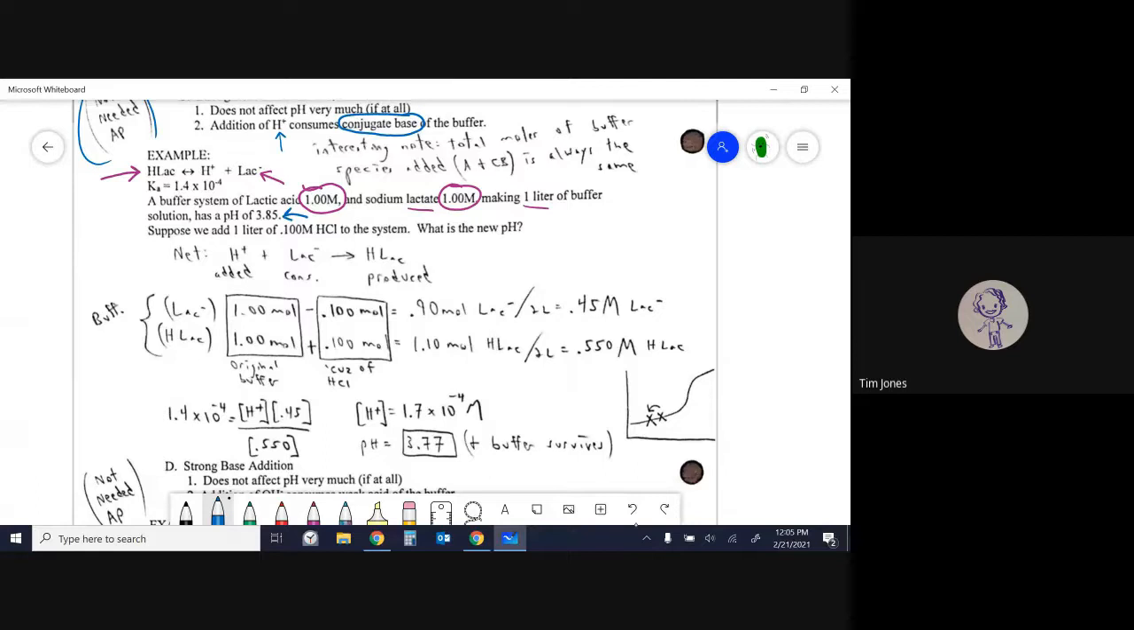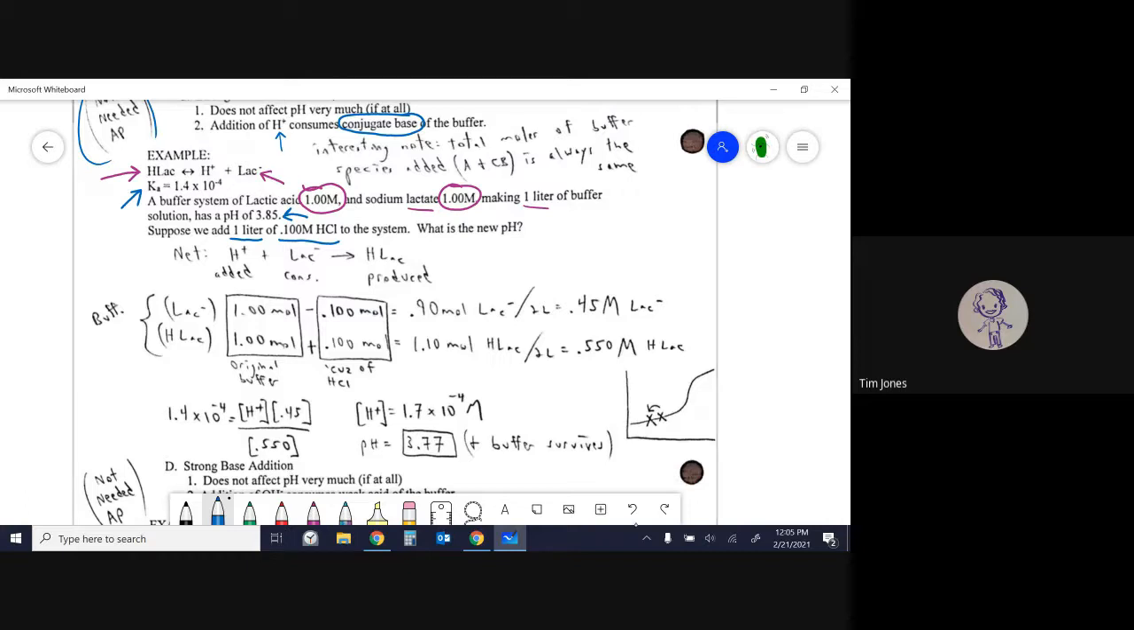If you take the negative log of the Ka, you'll get 3.85. We did that already. Well, not this exact one, but that process. Let's say we add an entire liter, which is a lot, of 0.1 molar hydrochloric acid. Now, it's not concentrated, but 0.1 molar hydrochloric acid, that's pretty acidic. By itself, it has a pH of 1.